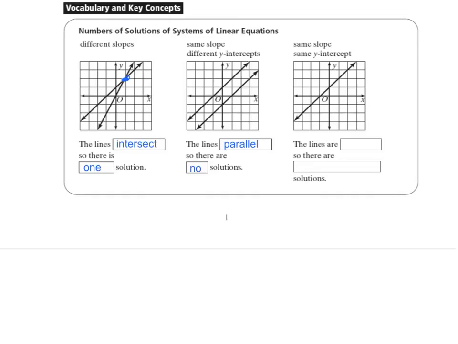Let's look at the graph to the right. This has the same slope and the same y-intercept. So when the lines are equal to each other, when they have the same slope and same y-intercept, there are infinitely many solutions. Now let's do some examples together on how to graph a system of equations.